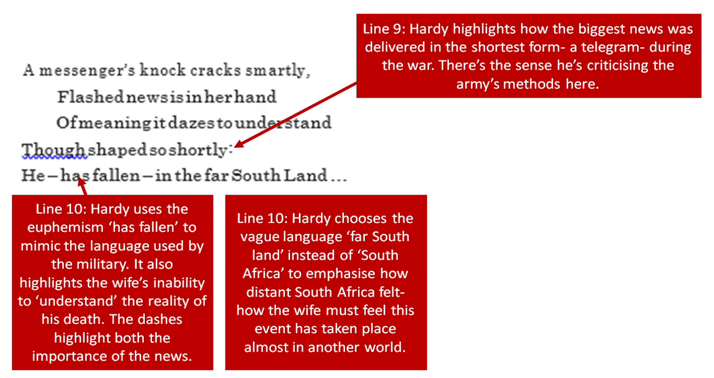This vague language, "far south land", we know that it's South Africa he's referring to because we know our context. So I feel like, why didn't he just say in South Africa, or why did he not say in the Boer War? He's decided to use this phrase, "far south land", to emphasize how remote this all feels. It just must feel so distant. In 1899, how many people would have actually left England to go to South Africa? She probably can't even visualize the land that her husband has died in. So it really must feel like it's taking place in another world, a really far away place. And I think he captures that perfectly by that phrase, "far south land".